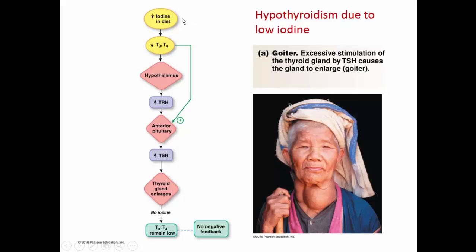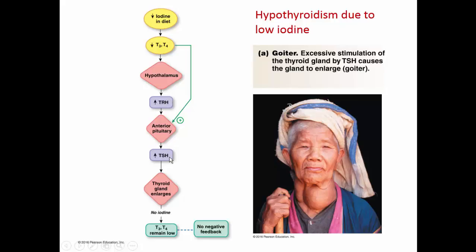So let's take a look at the flow chart here. We see low iodine in the diet. And remember, iodine is a raw material for the production of T3 and T4, so as a result we have low levels of T3 and T4. This results in no negative feedback to the anterior pituitary and the hypothalamus. So as a result we have increased secretion of TRH and increased secretion of TSH.